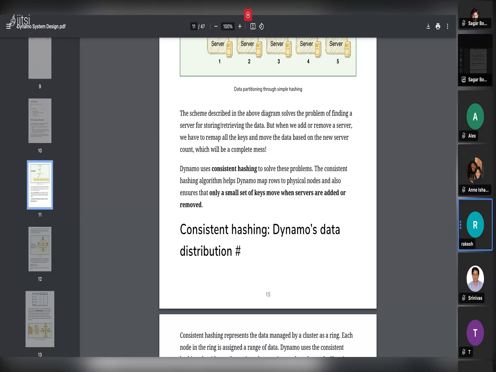Okay, the consistent hashing algorithm helps Dynamo map rows to physical nodes and also ensures that only a small set of keys move when servers are added or removed.